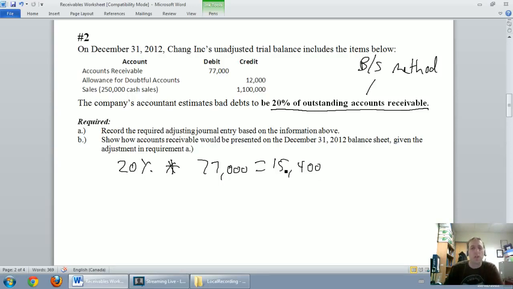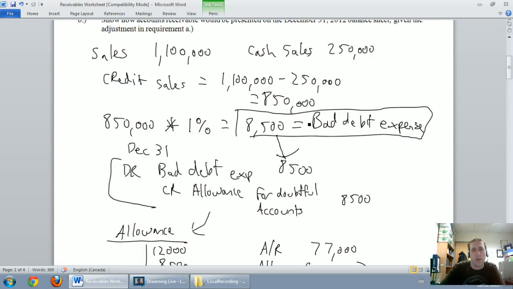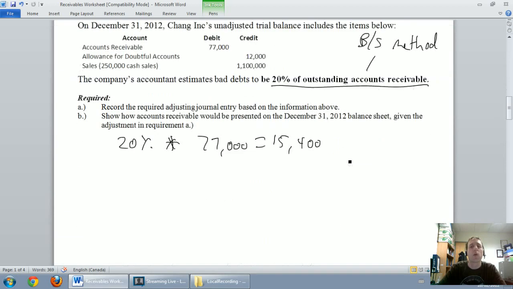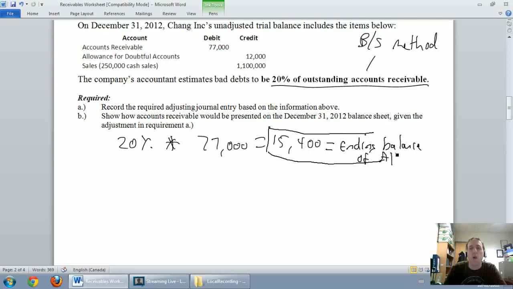Okay, so when we took a percentage of sales, I'm going to scroll back up to that last problem. I said, okay, we took a percentage of our credit sales, 8,500, and I said, that's our bad debt expense. Great, that's the income statement method. Now we're doing the balance sheet method. When I take a percentage of a receivable, and it could be a list of receivables, but when I total up that percentage of my receivables, I'm not calculating my bad debt expense. I'm calculating the ending balance of my allowance. So this is the ending balance of my allowance for doubtful accounts. And it's a credit. Maybe I'll put that in brackets.